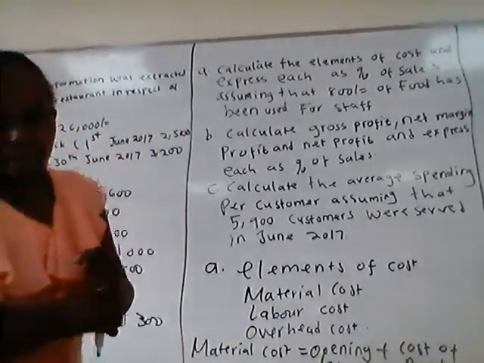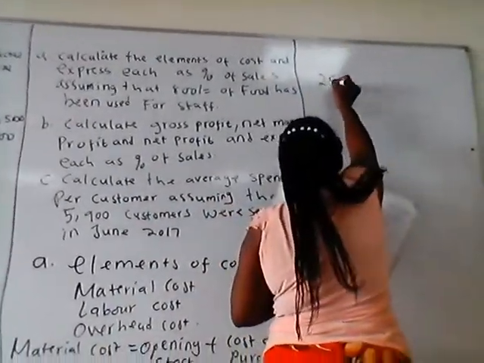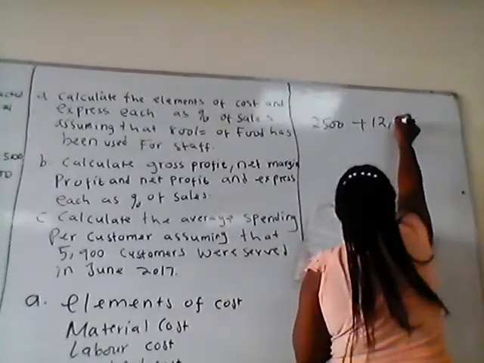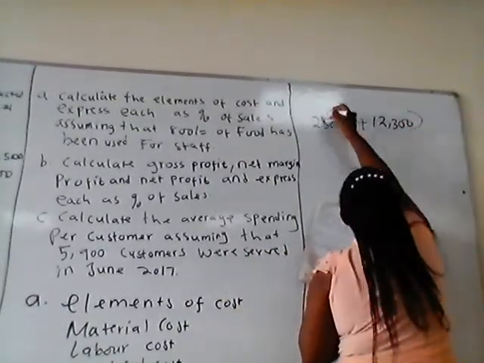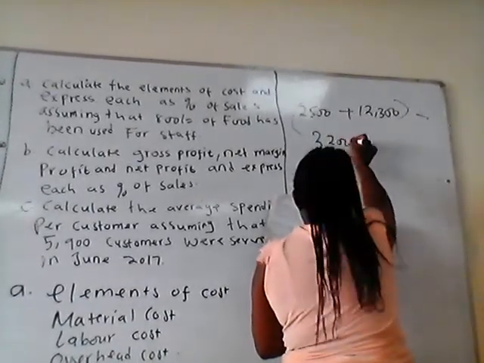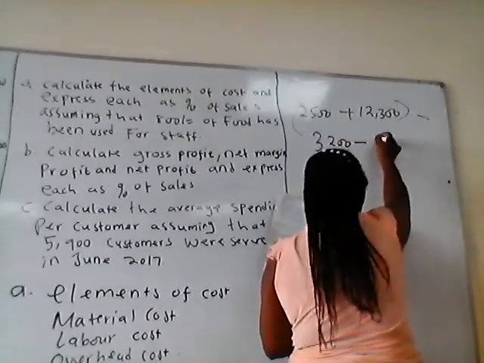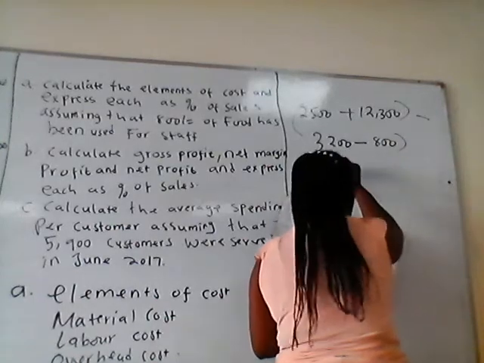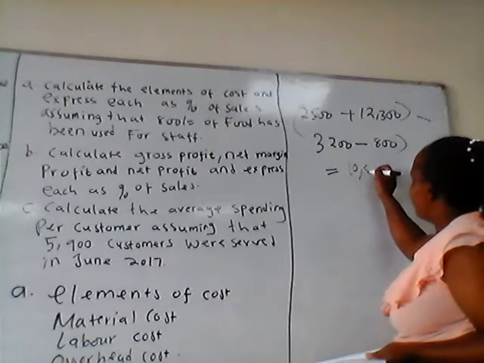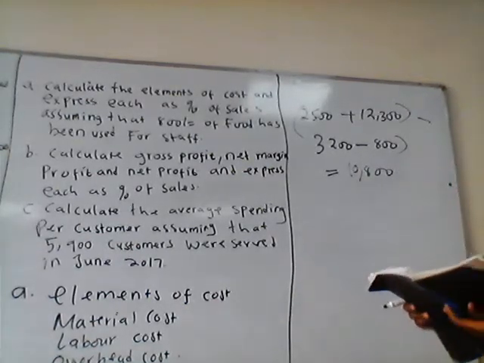So our opening stock is 2,500 plus purchases cost is 12,300, minus 300, which is the closing stock, gives 14,500 minus 800. 800 is the cost of staff meals. We get 10,800. And we are told to express it as a percentage of sales.